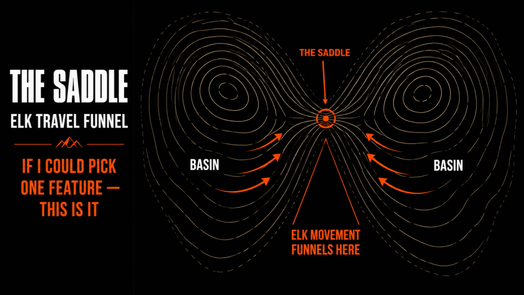Now, if I could look at only one terrain feature on a topo map for elk hunting, it would probably be the saddle. A saddle is the low point between two higher points on a ridge. On a topo map, it looks like an hourglass, two sets of closed contour lines pinched together in the middle. And that pinch is the saddle. Sometimes it'll only come off of one slope, sometimes it comes off of two, sometimes it's just a low point in the ridge.